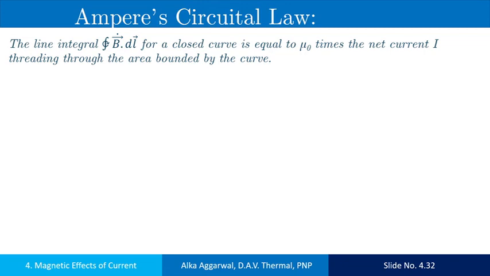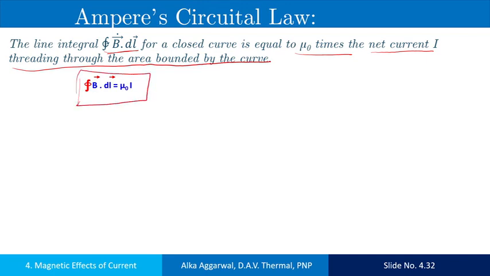Now let us first see what Ampere's circuital law is, and we prove it. Ampere's circuital law states that the line integral of the magnetic field over a closed loop is equal to mu naught times the net current threading through the area bounded by the curve. The mathematical form of Ampere's circuital law is this one.